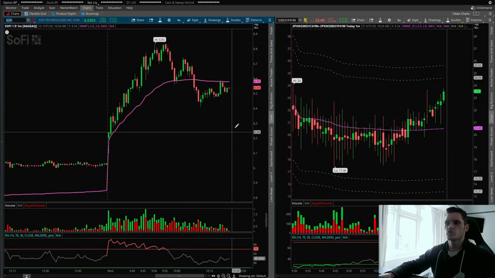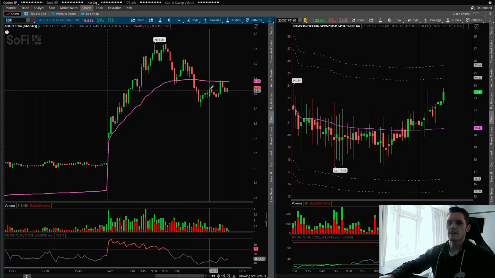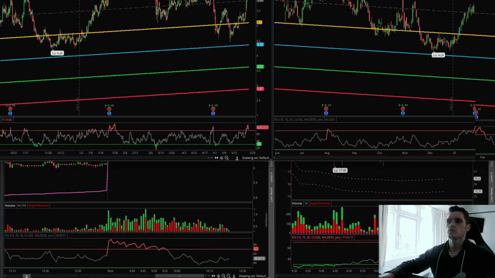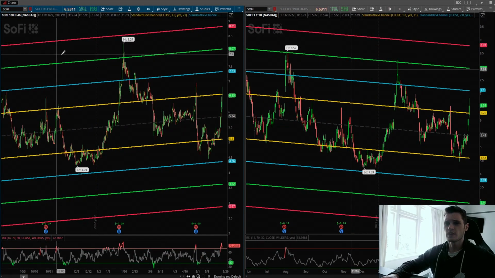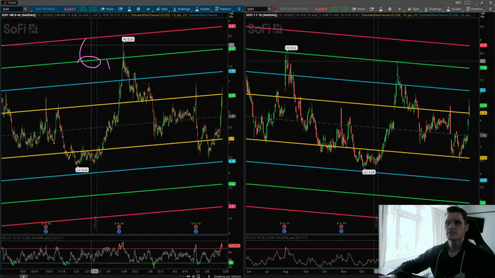Now, to get straight into it, we're sitting around $6.50. We're up about 8.5% on the day. What are going to be key levels from this area? So what we will do is pull up standard deviation channel charts. On the left, we have a 6-month chart. On the right, we have a 1-year chart.